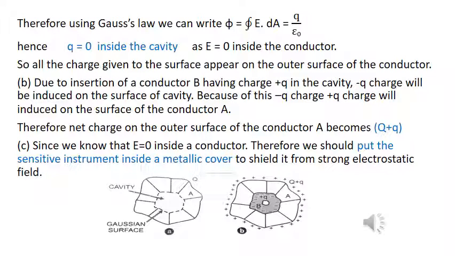Next is part C. As we know that the electrostatic field inside the conductor is equal to 0, therefore we should put the sensitive instrument inside a metallic cover to shield it from the strong electrostatic field.